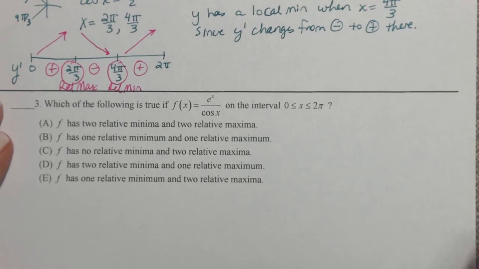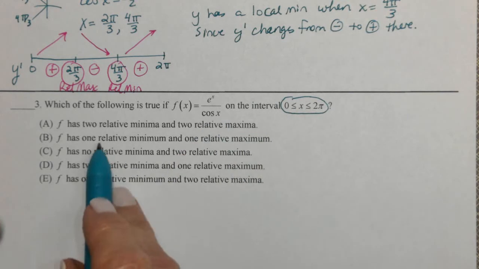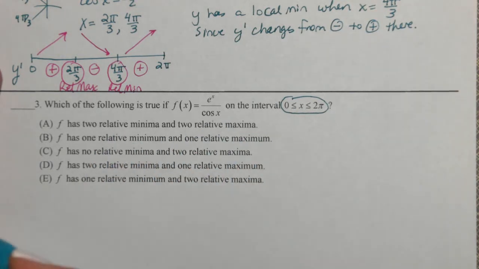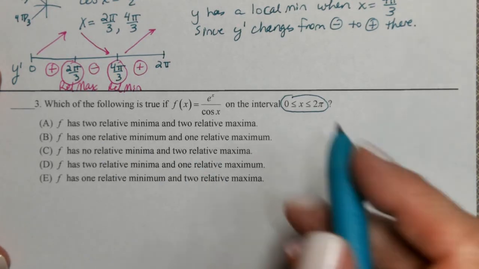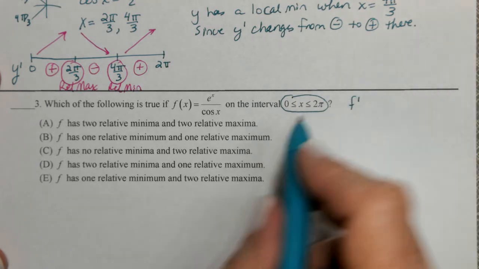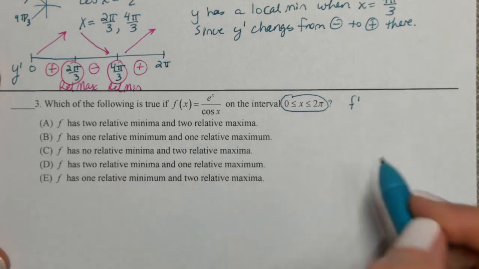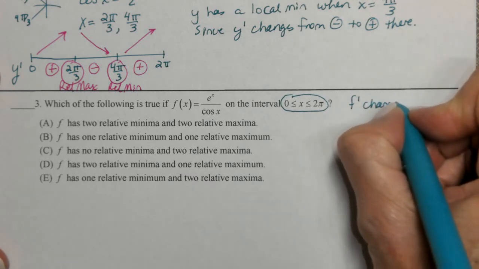All right, one more here. Which of the following is true if f is equal to this function on, again, the interval from 0 to 2 pi? And all the choices deal with how many relative maxes, relative minimums there are. Okay, so I know I need to find f prime, and I need to see where it changes signs, and does it change from negative to positive, positive to negative, how many times, all of that, right? So I want f prime to change signs here.